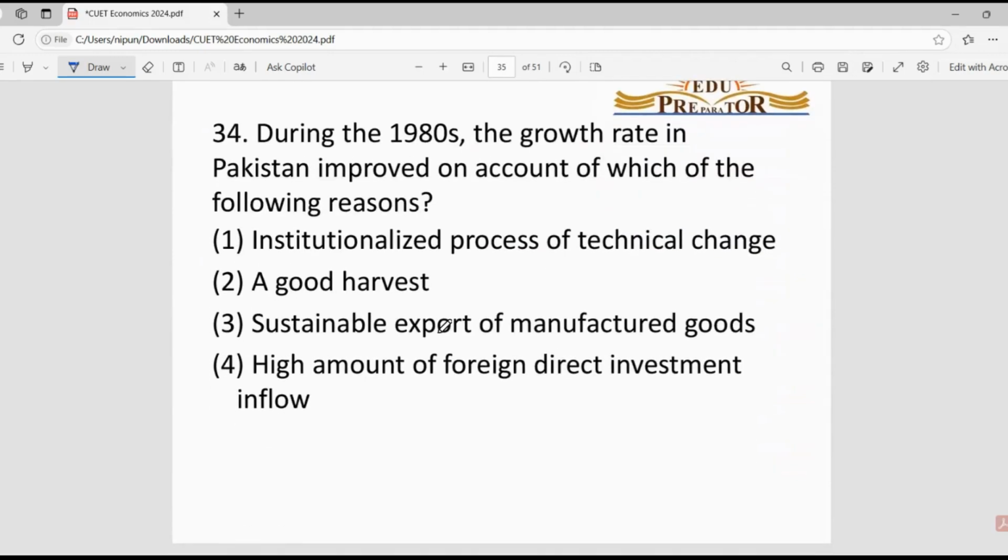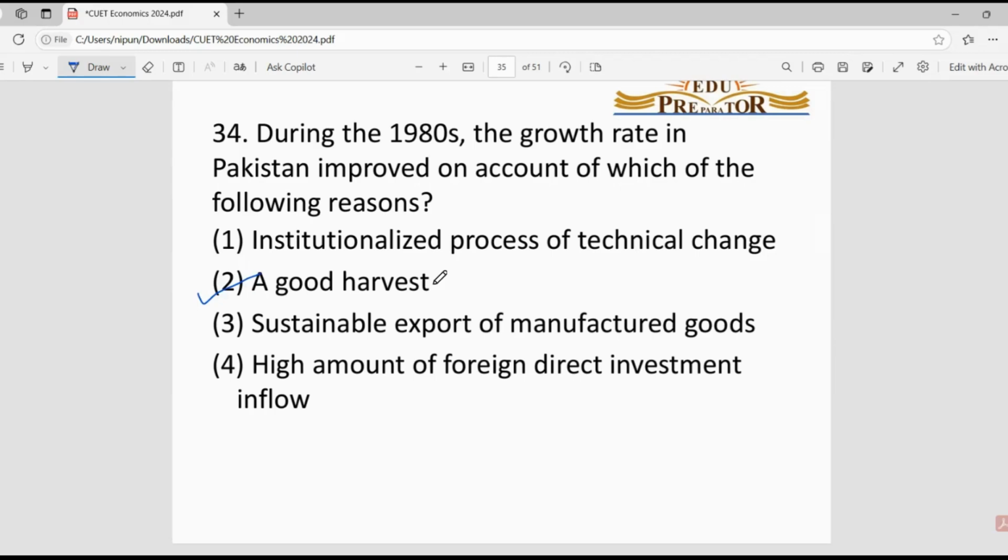During the 1980s, ये 34th question पर आ गए बेटे. During the 1980s, growth rate of Pakistan improved on account of which of the following reasons? अभी NCERT में बहुत clearly mentioned है. It was not because of any technological change or export or FDI. It was just a luck by chance for Pakistan. It was happening because of a good harvest.